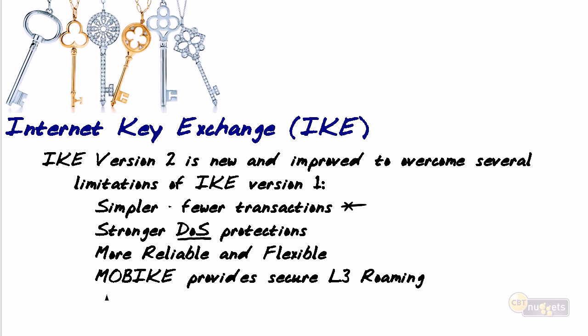It also provides a functionality called MOBIKE, which is basically secure layer 3 roaming. In other words, it is a mechanism to help facilitate secure mobility solutions. And since everybody's using different types of mobile devices and pads and handhelds and newer types of devices, we need that in Internet Key Exchange. And because of mobility, we need something that's simpler and more flexible and more reliable.